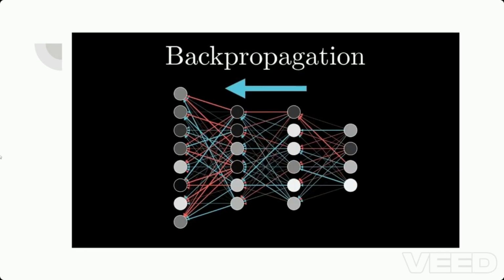So next we're going to talk about backpropagation. Backpropagation is an algorithm which is used to train artificial neural networks by adjusting the weights to minimize errors. This mainly happens by propagating the error from the output layer back through the network, which allows the model to learn and improve over time.